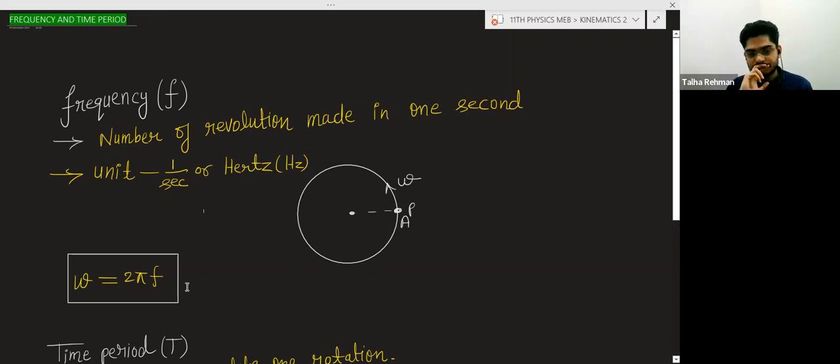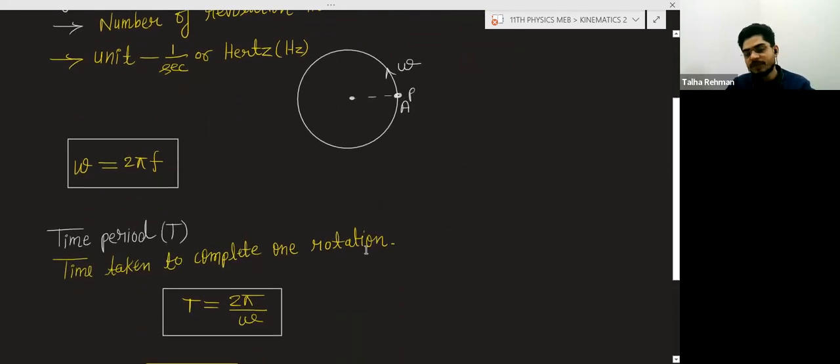After that, time period. In a circular motion, the time period is the time taken by the particle to complete one circle. Suppose the particle started the motion from this point and moves like this, and finally the particle is at A. During this journey, the time taken by the particle is the time period. So time period is the time taken to complete one rotation or revolution, and it is given by 2 pi divided by omega.